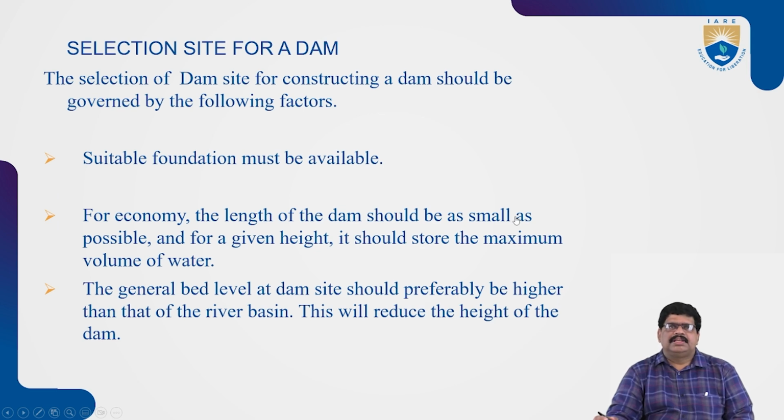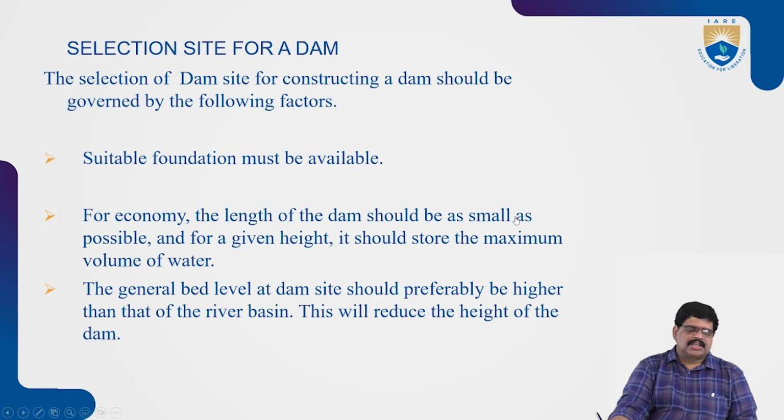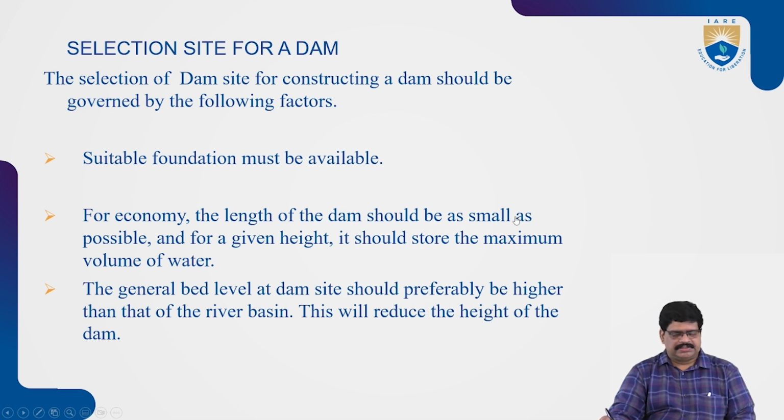Next, for economy, generally the dams should be constructed where the material is feasibly available very near, reducing the lead charges, and the construction cost will also be reduced. As far as possible, it should store the maximum volume of water. The general bed level of the dam site should preferably be higher than that of the river basin. This will reduce the height of the dam.